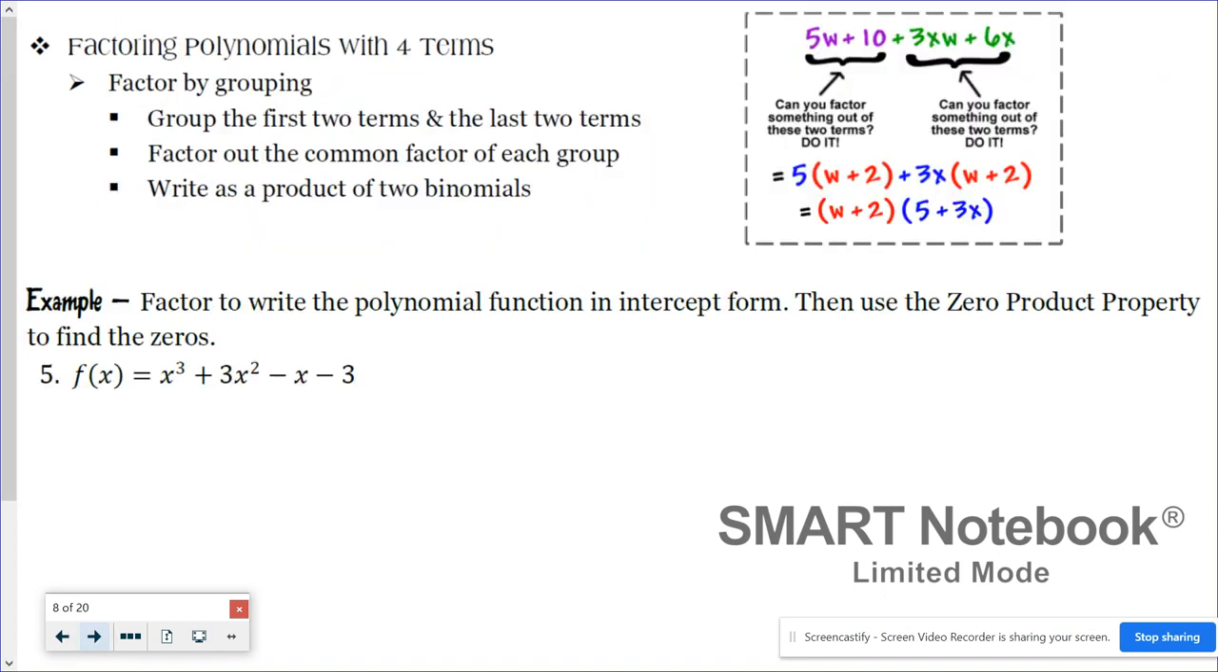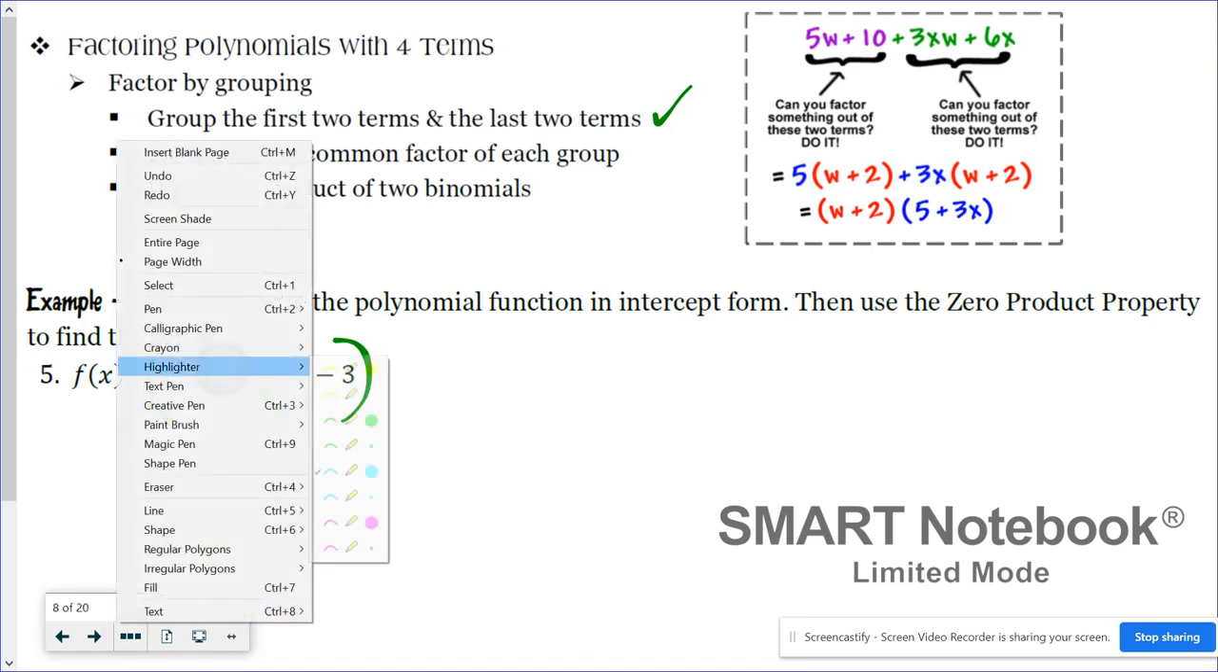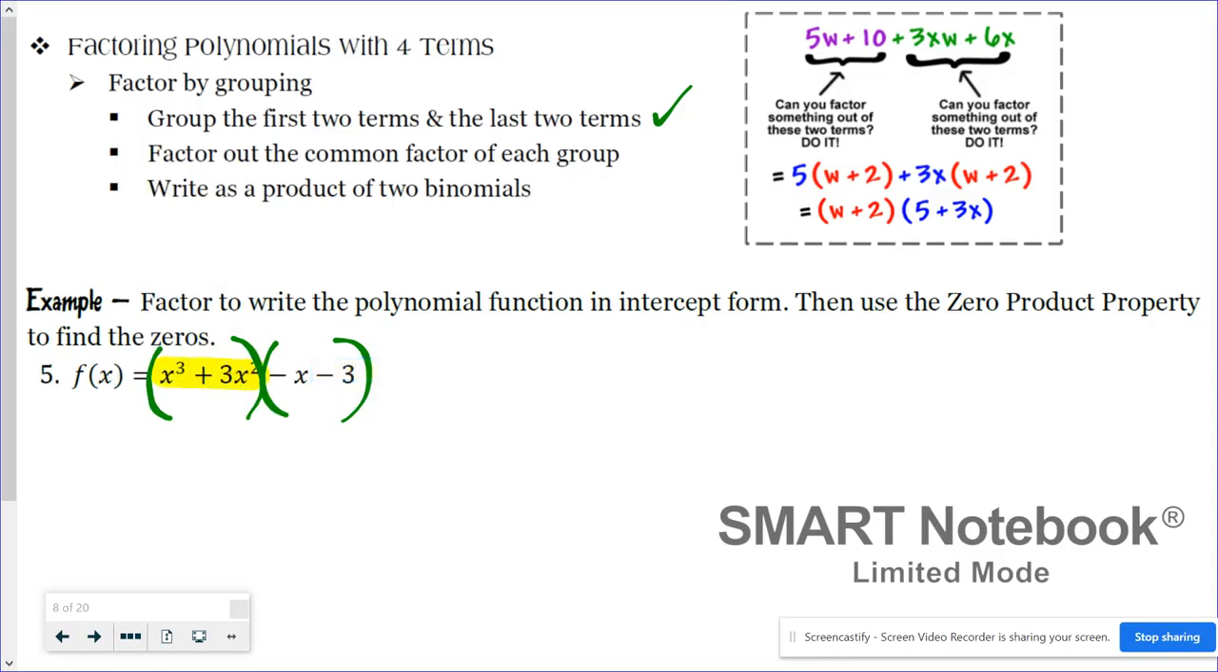We can factor a polynomial with 4 terms by factoring by grouping. So group the first 2 terms and the last 2 terms. Factor out the common factor of each group as a product of 2 binomials. So I'm going to do that grouping. Group the first 2, group the last 2. Factor out the common factor of each group. So let me just highlight my 2 groups.